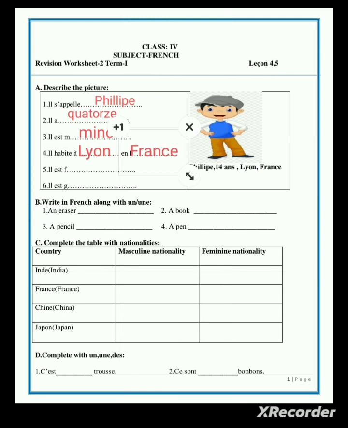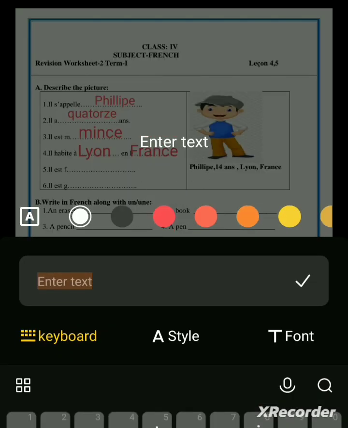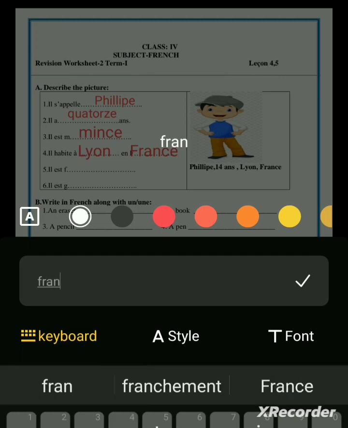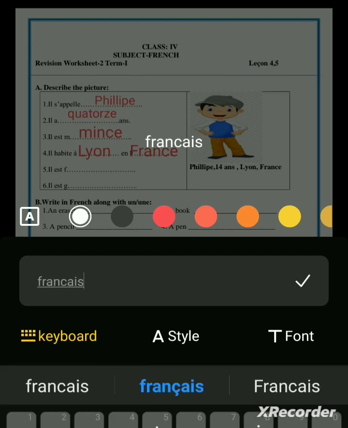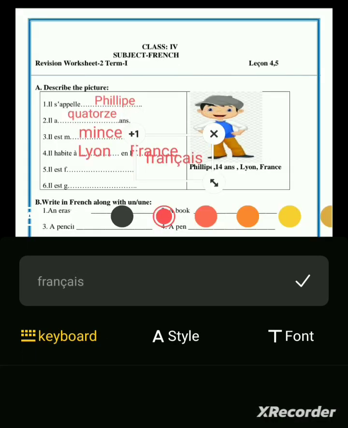So come to the number 5. Il est. Now we have to tell his nationality. Il est français. So we will write here français, spelling. Français.